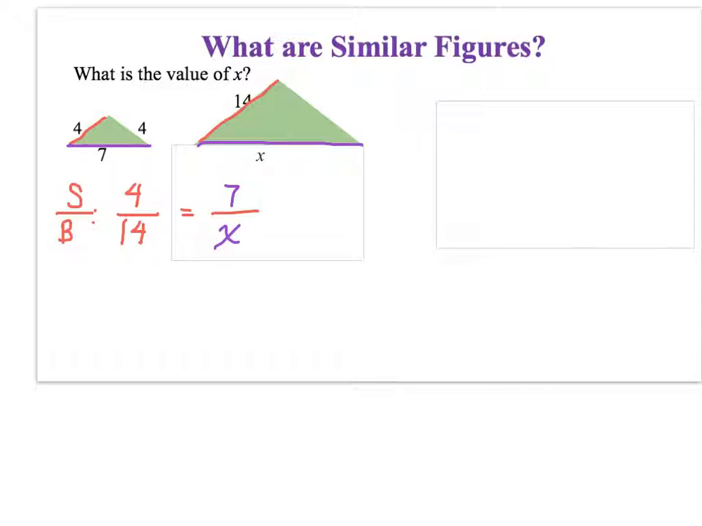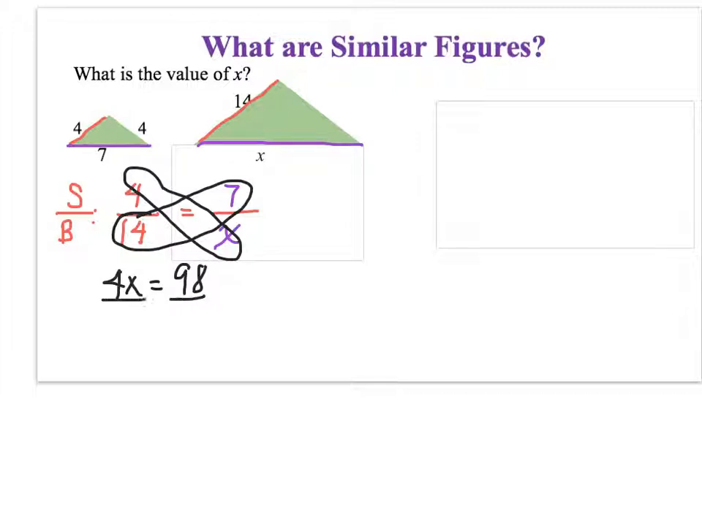Now that I just have a proportion, I can cross multiply to solve. So 4 times x is 4x equals 14 times 7, which is 98. Divide both sides by 4, and we get x equals 24.5.